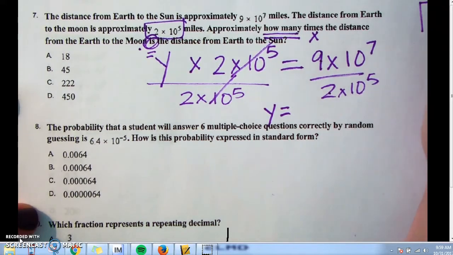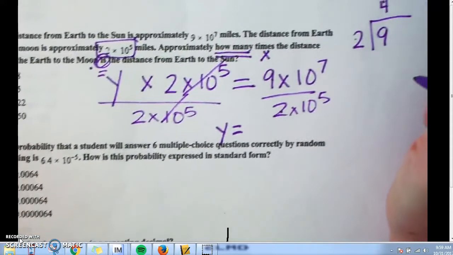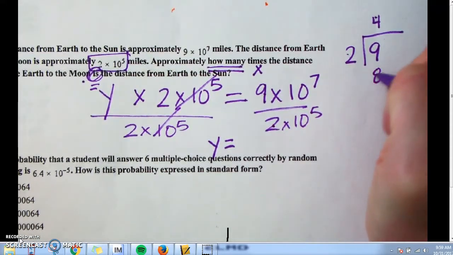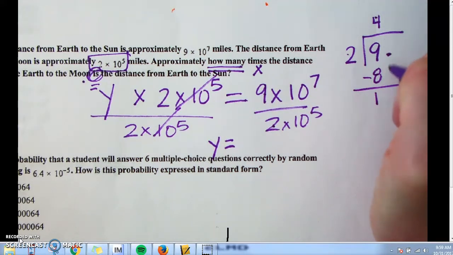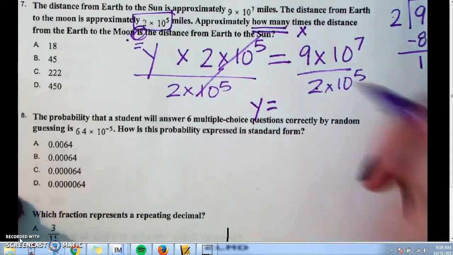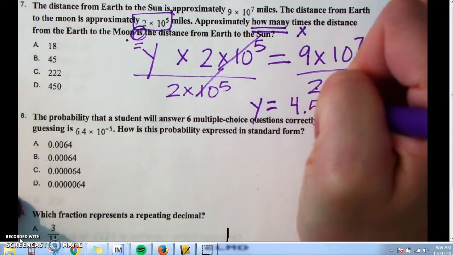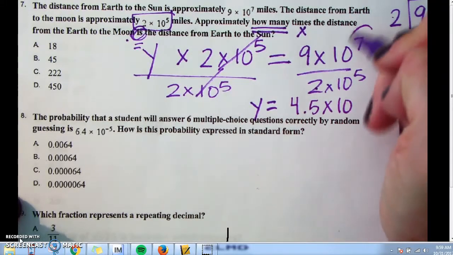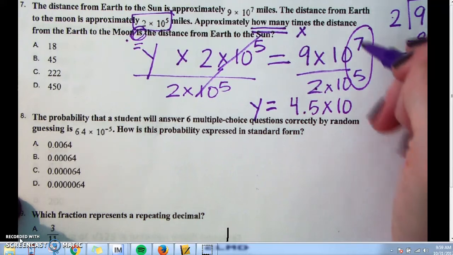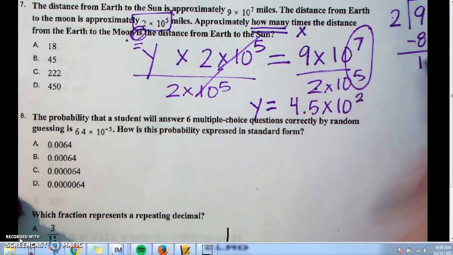If I do my long division, 2 goes into 9 4 times. 4 times 2 is, oh, you can't see that. 4 times 2 is 8. Subtract 1, add a decimal, bring down a 0. 2 goes into 10 5 times. So my answer would be 4.5 times 10, and then when you're dividing, you subtract the exponents. 7 minus 5 is 2.